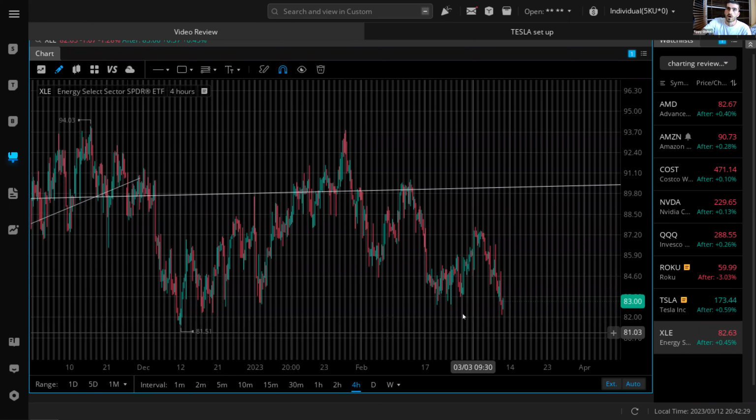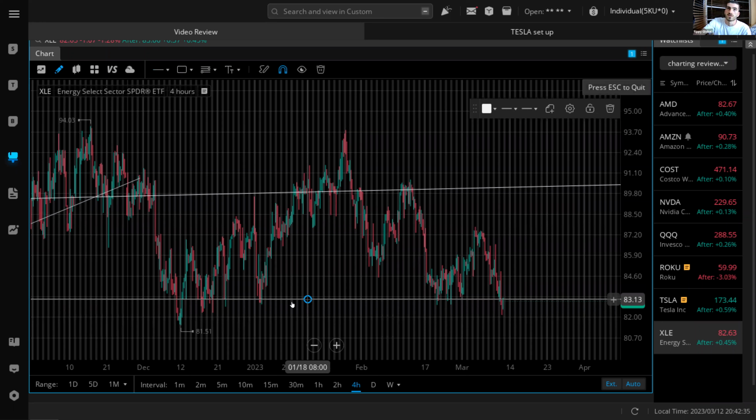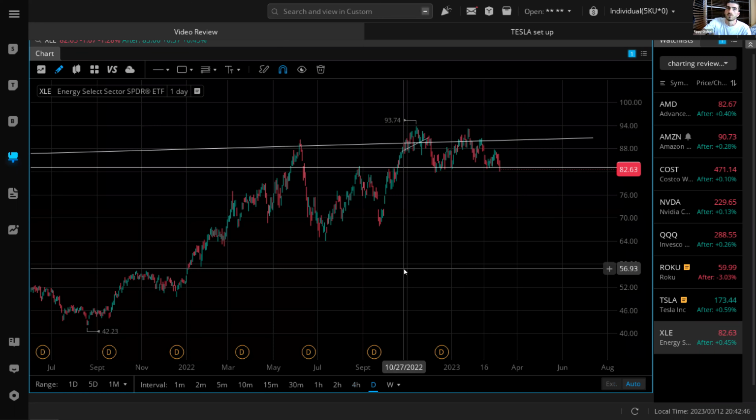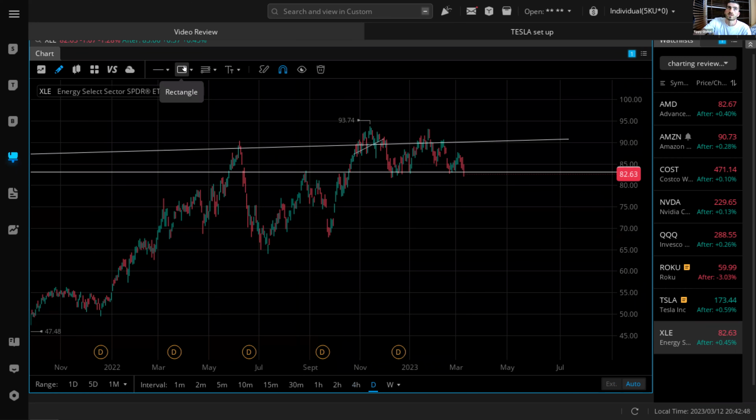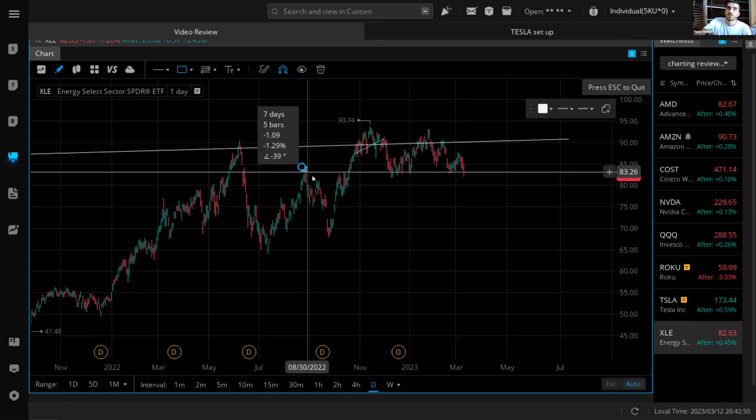Just going off the 4 hour for this XLE, it's the same as everything I chart. I just look for the main zones, and it's mostly between 81 and 83 a share on this energy sector. When we pull down, we pull back. Every time in this zone, it looks like we're holding. And when I go to the daily, we had a rejection with resistance right here. So that zone has played out historically as well.